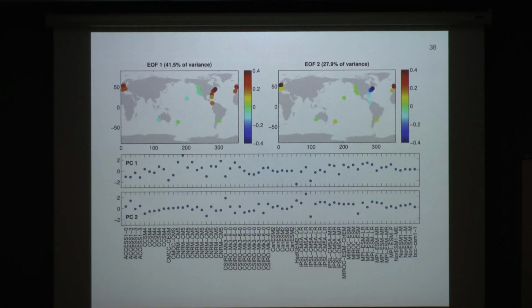So note that this pattern also does not have a zero mean. If this pattern has a positive amplitude in a particular model, it will cause a spatial sampling bias by these 22 locations, because I've removed global mean sea level. There is no true underlying mean for these EOFs.